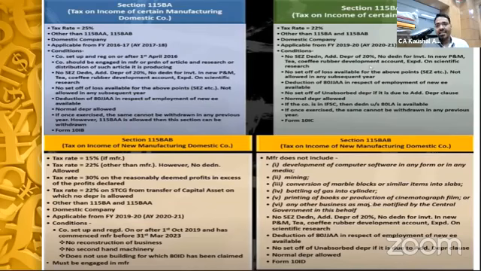The second is 115BAA. It is applicable on companies other than manufacturing companies. Here, one thing to be noted is that the reduced tax rate will be 22%, and this section has come into effect from this financial year only, that is for financial year 19-20 and onwards. And in case of a company availing this section, it is required to file an online declaration with the income tax in Form 10-IC.